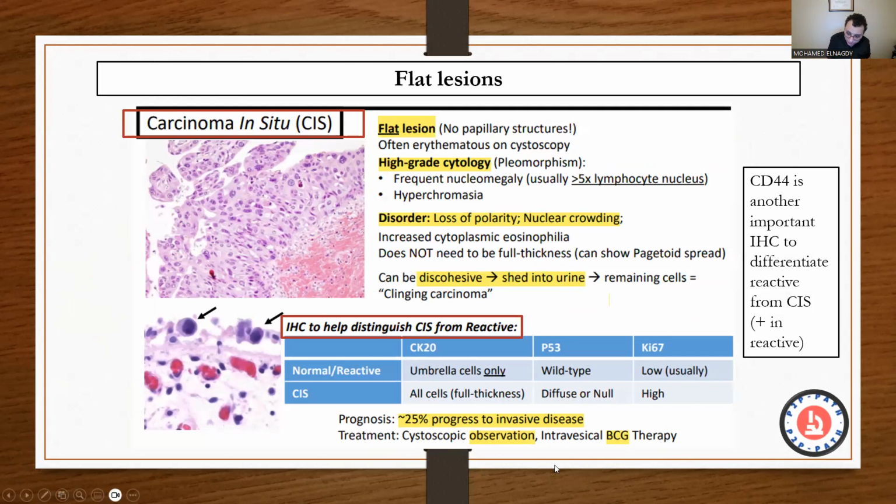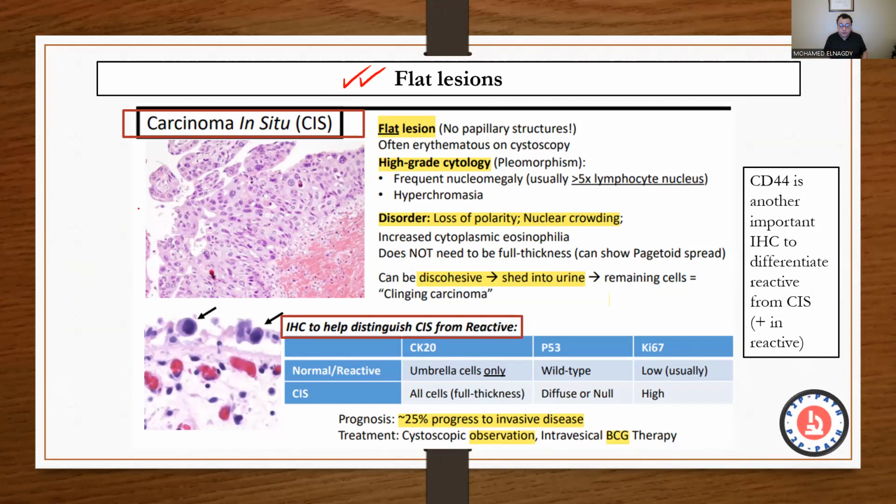Let's start by talking about flat lesions, which are the carcinoma in situ and the flat urothelial carcinoma. When talking about the flat and the papillary lesions, we'll first talk about the non-invasive ones, which means you see the malignant cells or malignant changes, but there is no lamina propria or muscularis propria invasion. Otherwise, it's going to be an invasive urothelial carcinoma, which we will discuss later. Let's start with the flat ones.